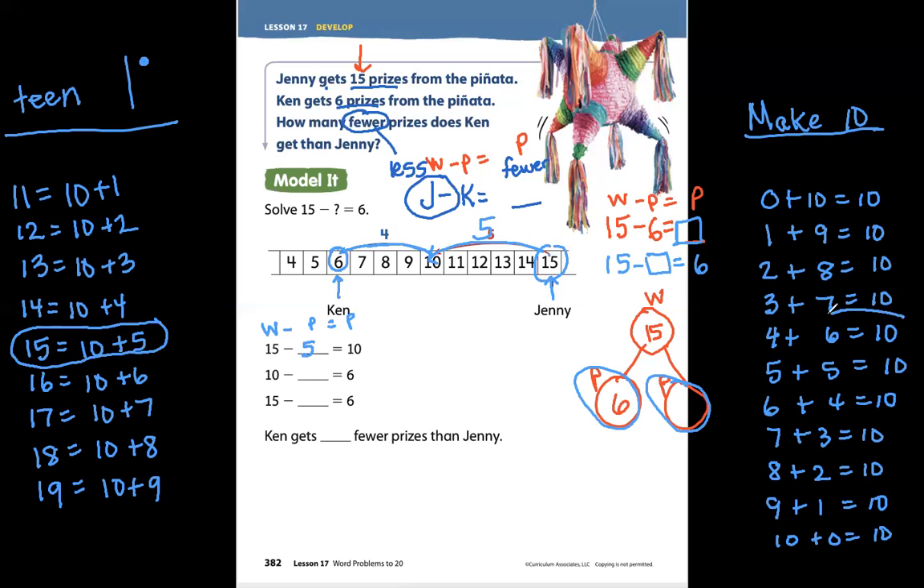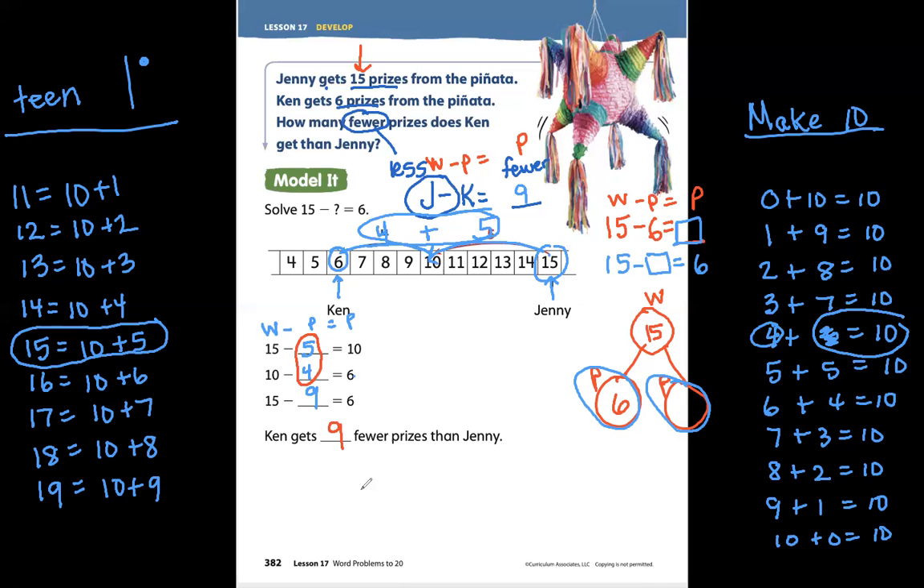So here is 10 and 6. If you have 10 candies, you take away 6 candies, you end up with 4 candies. So that's 4 jumps. Then you add those together, and that makes 9. Okay, so 10 take away 4 equals 6. 15 take away 9, because they added those 2 jumps of 5 jumps and 4 jumps together to get 9. Ken gets 9 fewer pieces of candy.